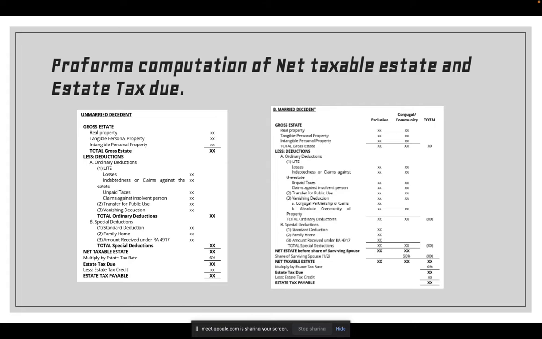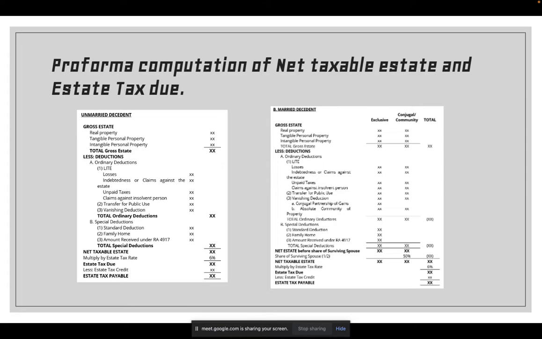Kung unmarried, medyo mas madali ang buhay natin. Why? Because we don't have to ask whether the properties are exclusive or conjugal or communal community property. So, as you can see on the left-hand side of your screen, you will see that the computation is straightforward for an unmarried decedent. Ganito lang siya, di ba? Lahat ng mga real properties niya, tangible personal property, intangible personal property, that would make up the gross estate.